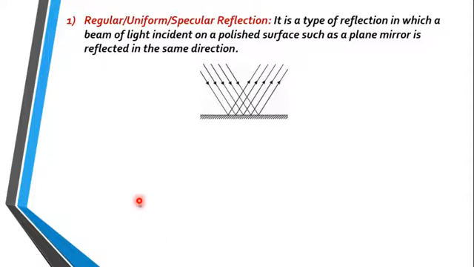So you can see the beam of light striking the surface, incident to the surface, moving in the same direction as they are reflected. So you can see it. So this is regular, uniform, or specular reflection. An example of a surface that produces such reflection is a plane mirror.